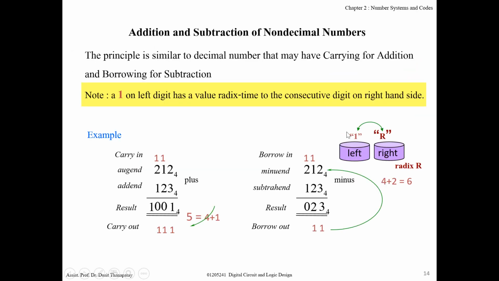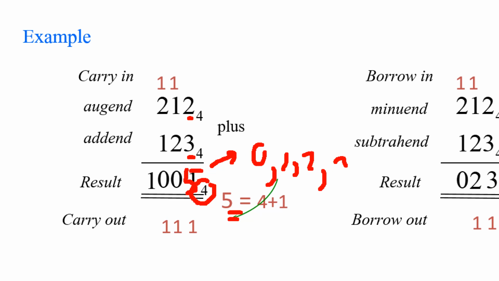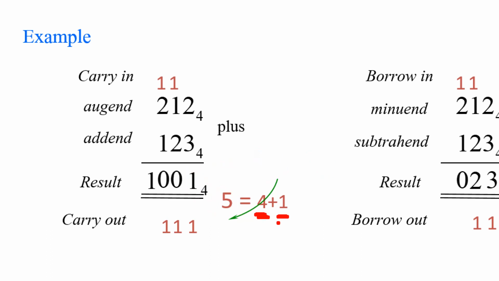For example, consider this one. 2 plus 3 is 5, right? But because of radix 4, you cannot write 5 here, since the numbers that can be written in each digit are 0, 1, 2, and 3 only. So if the result is 5, you should do something like this. It's 4 plus 1, and the 4 in the digit, when you move to the next digit, becomes 1. And for this digit, only this one is left.